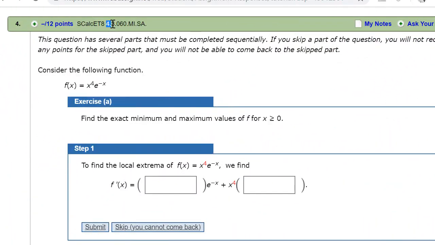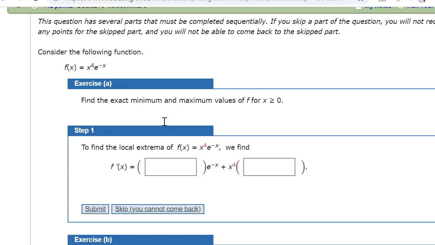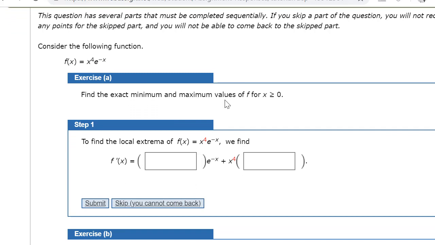This is a problem from your lab assignment, section 4.3. It says, consider the following function. Our function is f of x is equal to x to the fourth times e to the negative x. For part A, they want us to find the exact minimum and maximum values for f of x, where x is bigger than or equal to 0.